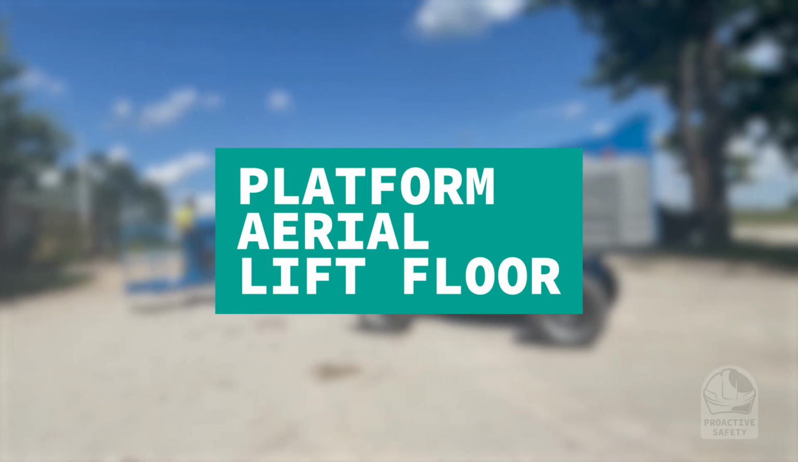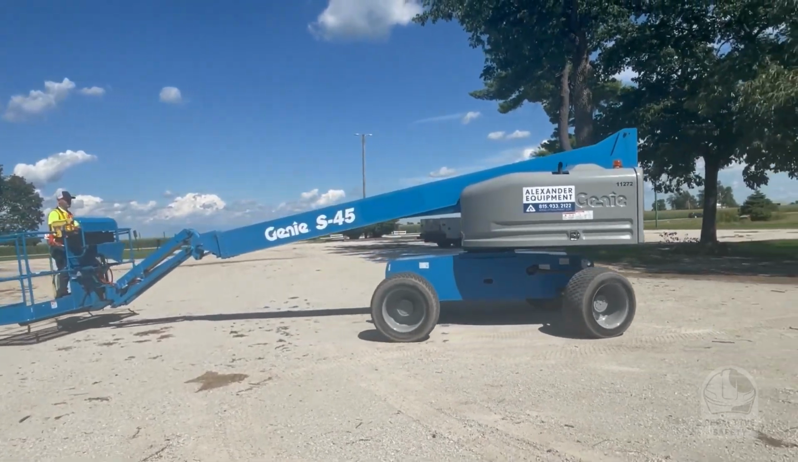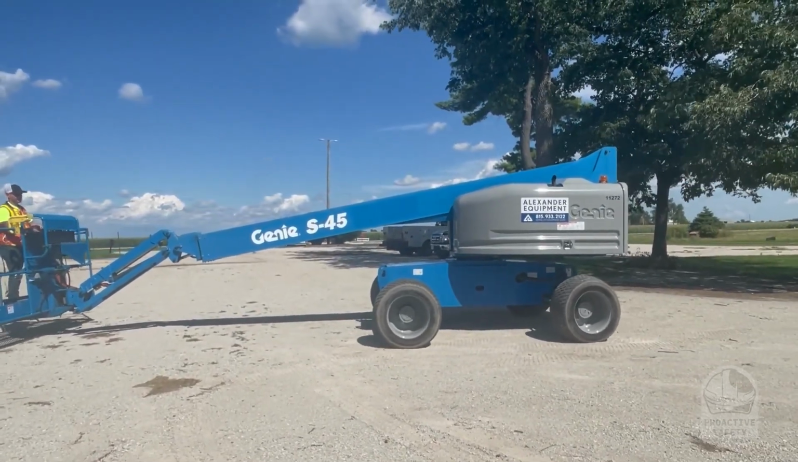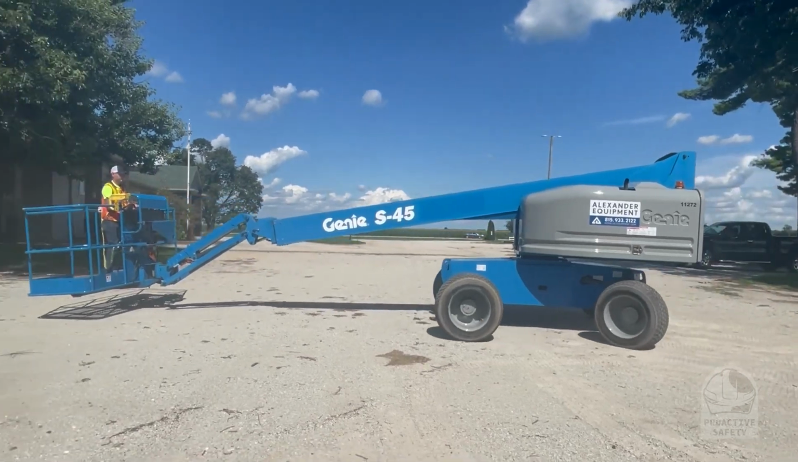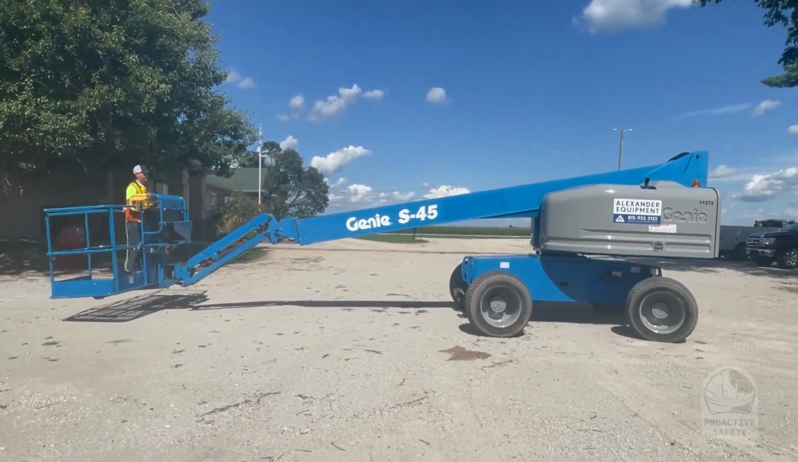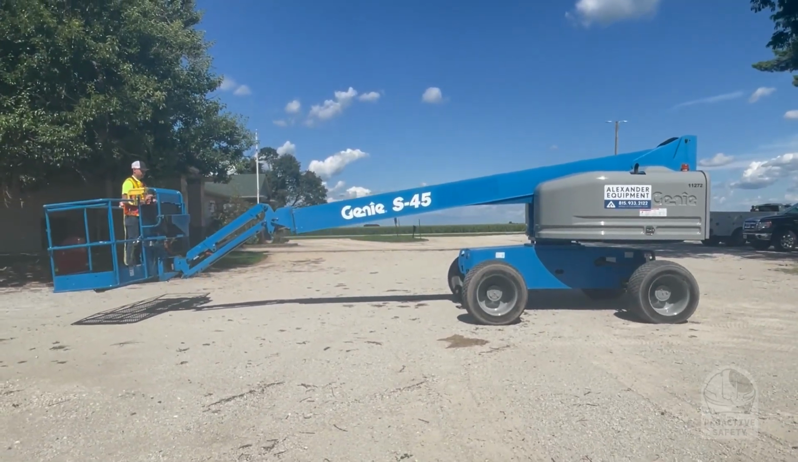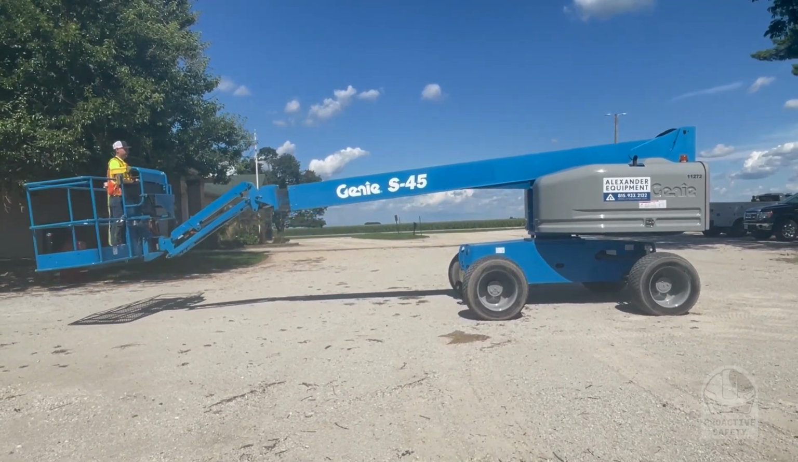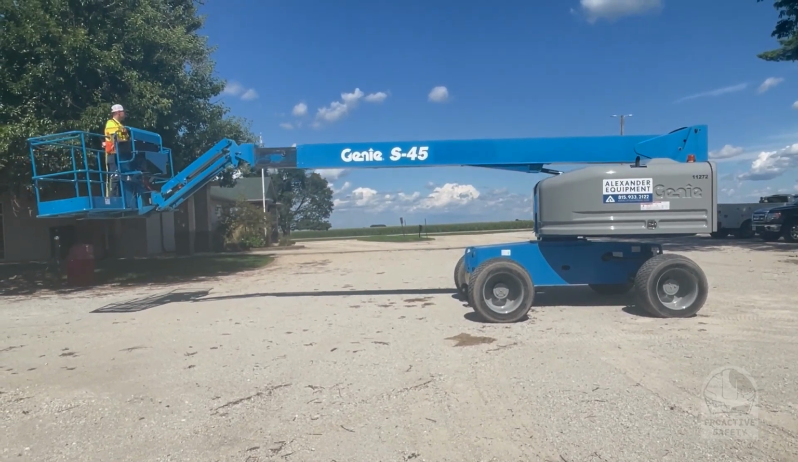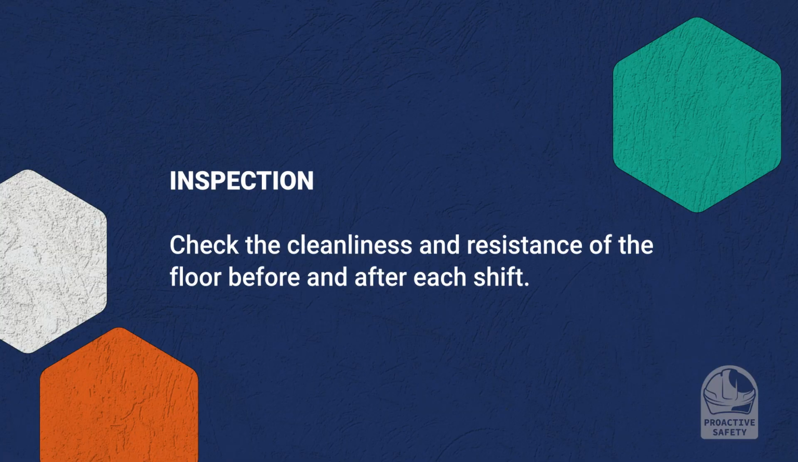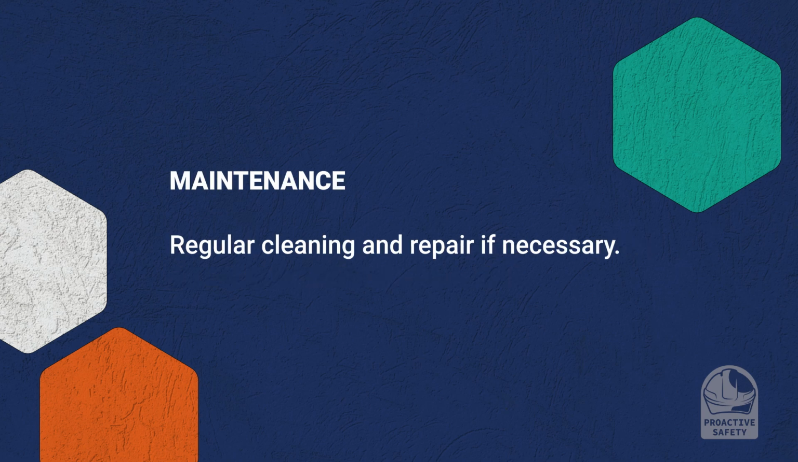Platform aerial lift floor. The platform floor is a structure where operators and materials are placed. It must be durable and non-slip to ensure safety and stability while working at heights. This must always be kept clean. Be sure to clean it and keep it free of dirt before starting your shift and at the end of the workday. Inspection. Check the cleanliness and resistance of the floor before and after each shift. Regularly clean and repair if necessary.